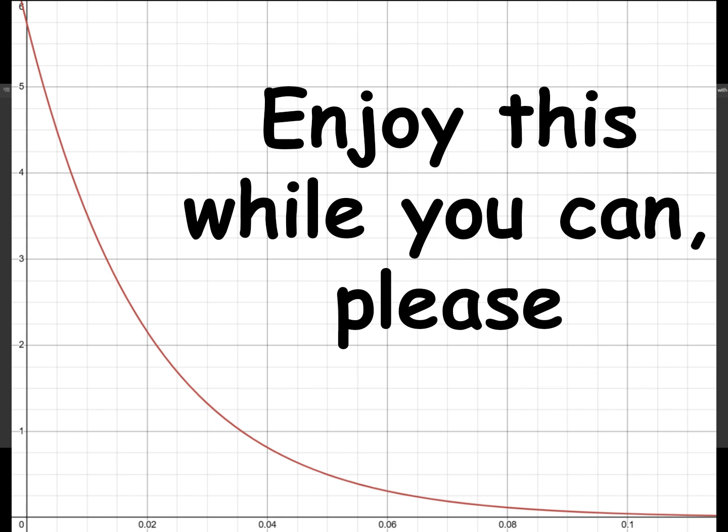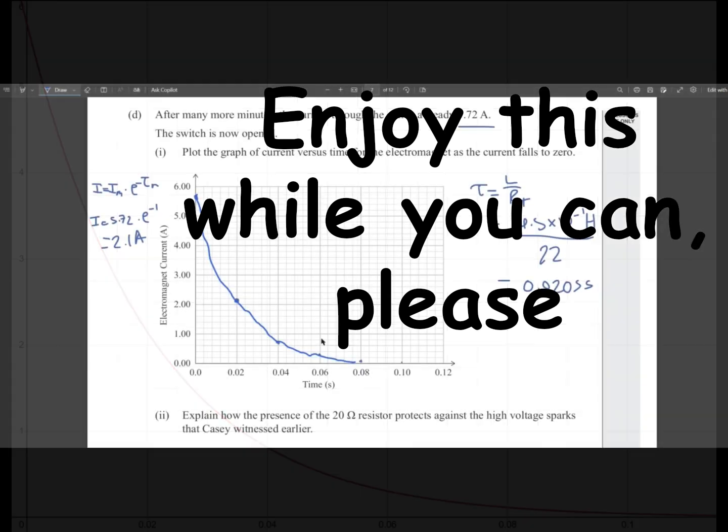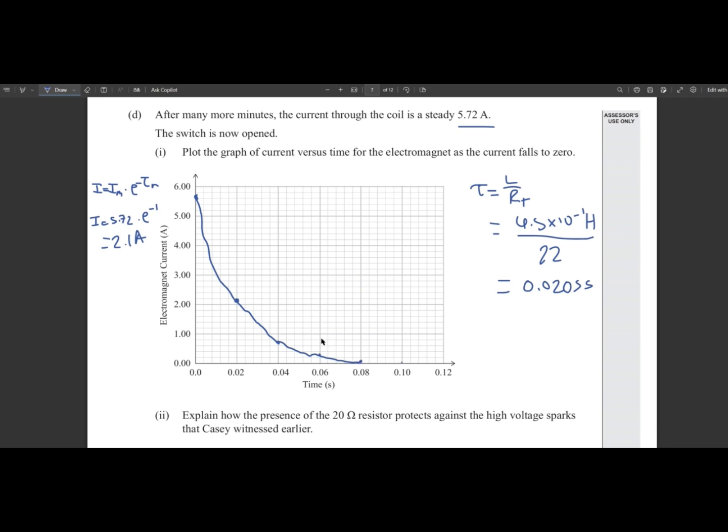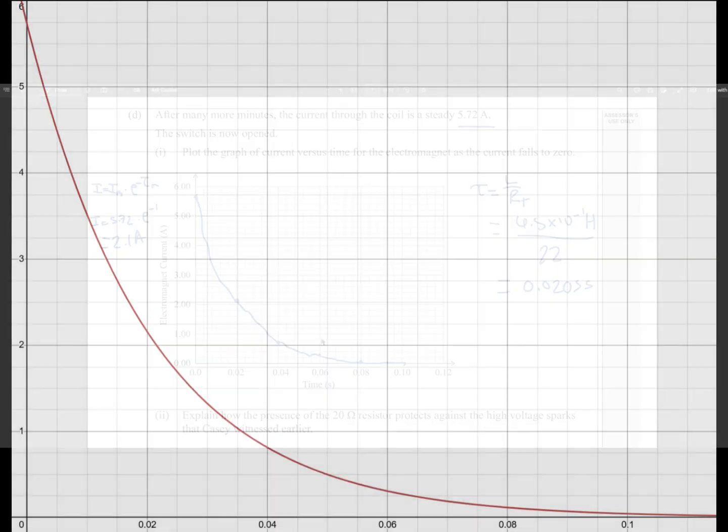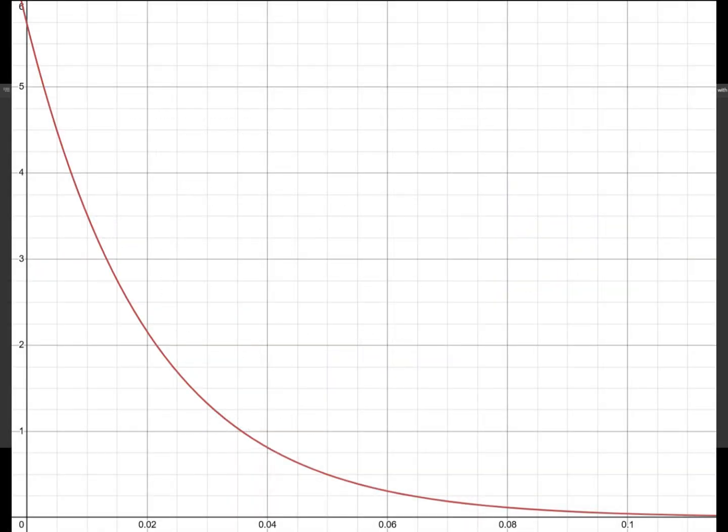Alright, just make it up in your head. Oh my god, drawing on this is so hard. Okay, just assume that that's an actual exponential, nice and smooth.